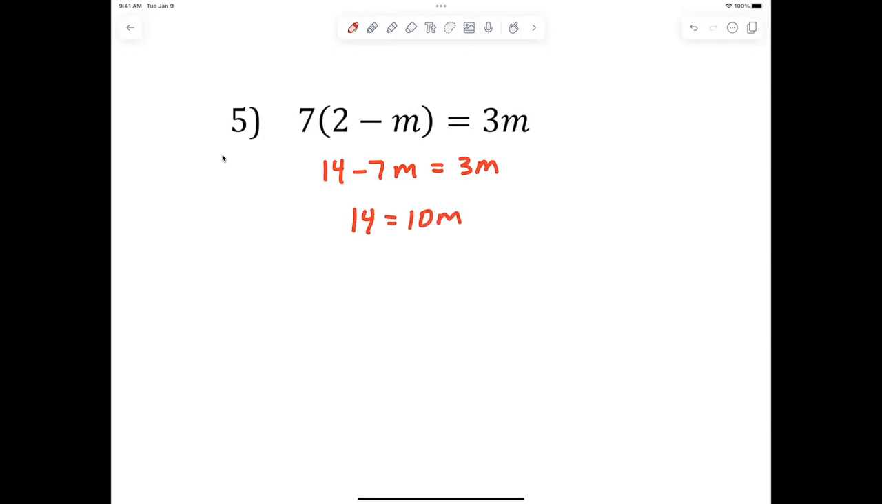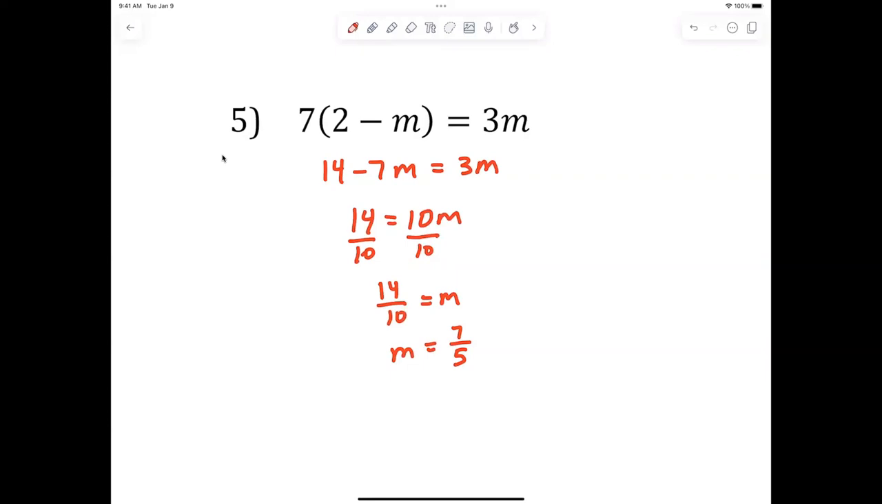When we add 7m, we get 14 is equal to 10m. Everybody's good with that? And then I divide by 10. Your brain, if you don't see that yet, divide by 10. Just mentally put the 10 down there. All right. And then I end up with 14 over 10 equals m. And then we just reduce it to 7 over 5.